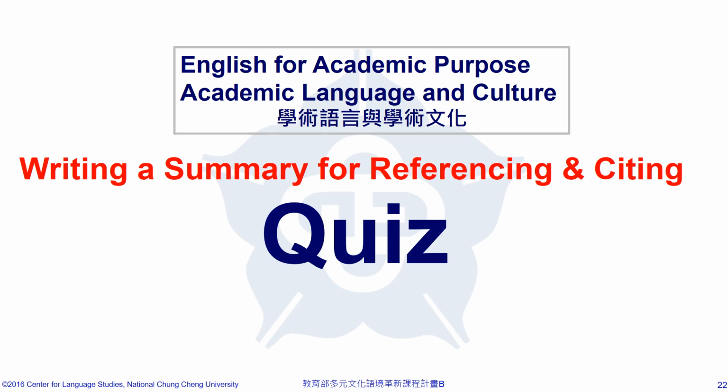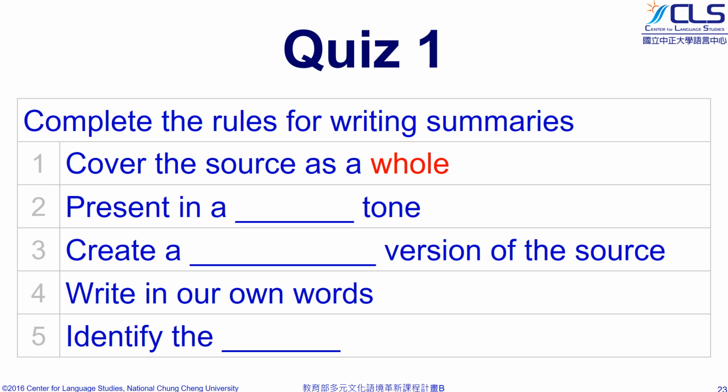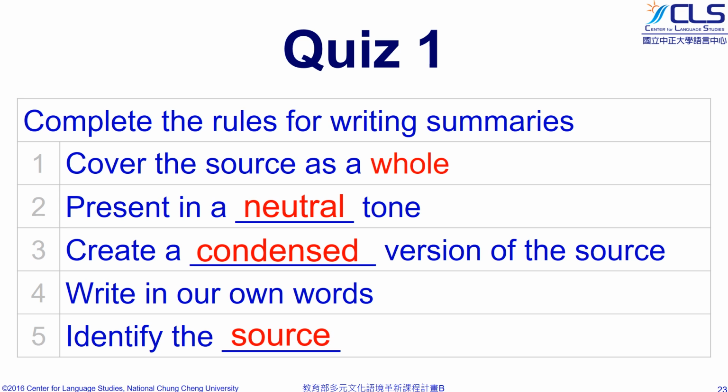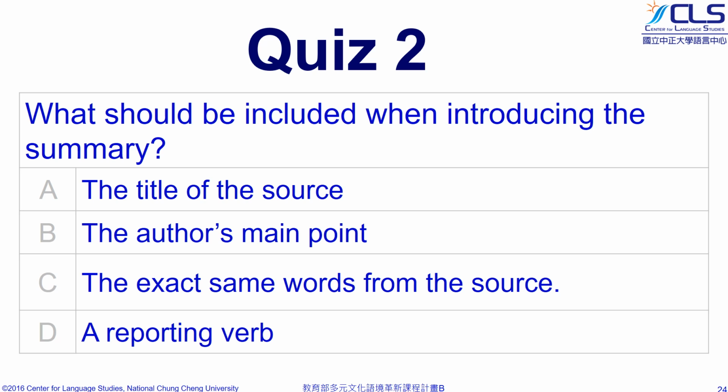Now let's check how much we've learned. Here comes the first question. What are the rules for writing summaries? Rule number 2, present in the neutral tone. Rule number 3, create a condensed version. And rule number 5, identify the source. Next question. What should be included when introducing the summary? The answers are the title of the source, the author's main point, and a reporting verb.